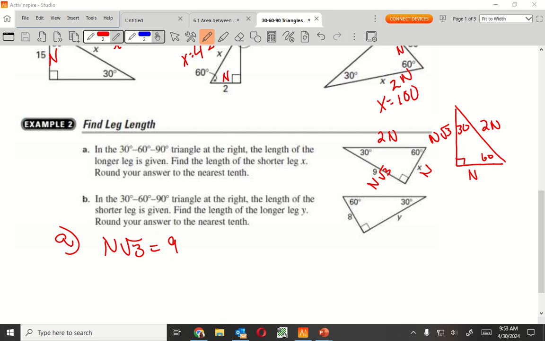I want to know what n is, because that's the piece I'm looking for, right? What would I do to undo that multiplication? Yes, I'm going to divide. I'm going to divide both sides by square root of 3. Okay, got to say the whole thing, the square root of 3. So let's do that.